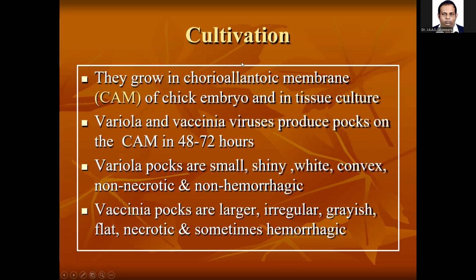About the cultivation, usually done in research laboratories, they grow in the chorioallantoic membrane of chick embryo and in tissue culture. Variola and vaccinia viruses produce pocks on the chorioallantoic membrane in 48 to 72 hours, that is 2 to 3 days. Variola pocks are small, but you don't need to worry about that as medical students. They are shiny white, convex, non-necrotic and non-hemorrhagic. Vaccinia pocks are large compared to variola, irregular, grayish, flat, necrotic and sometimes hemorrhagic.